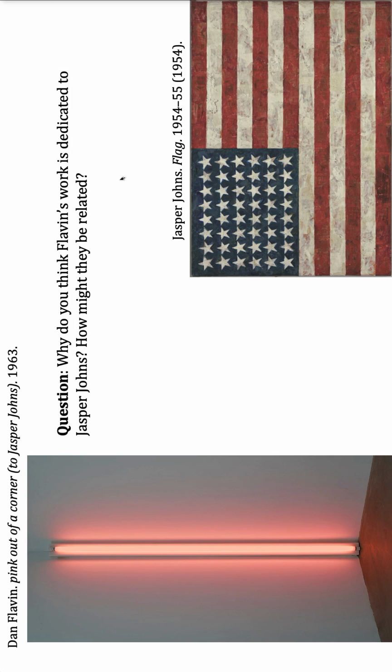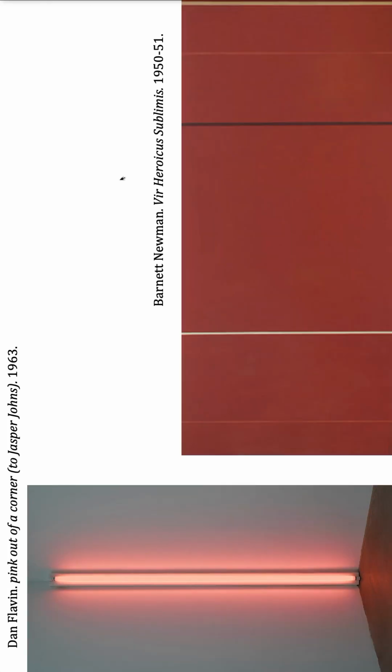This one's kind of interesting because this is Pink Out of a Corner and is dedicated to Jasper Johns. And again, why do you think that he dedicates this to Jasper Johns? Is it the fact that he's focusing on that idea of literalness of art rather than having some type of specific meaning or insights or ideas, right? But I think it's very similar to what we see with Barnett Newman in his Vir Heroicus Sublimis with the zip.